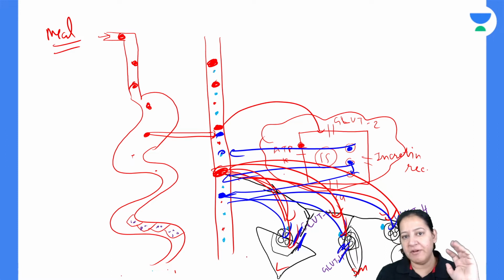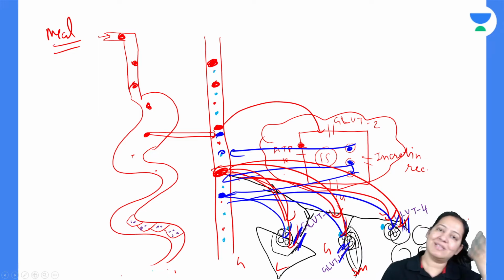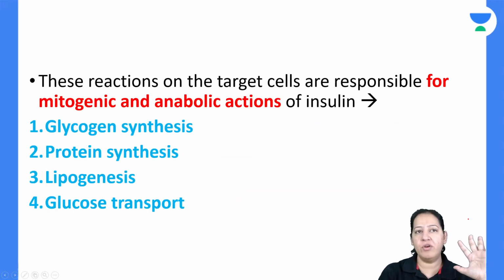So inside the liver, it will be stored as glycogen. Inside skeletal muscle also, it will be stored as protein or glycogen, and inside adipose tissue, it will be stored as fat, right? So this is the storage form of the glucose. This is the whole story. Have you got it?